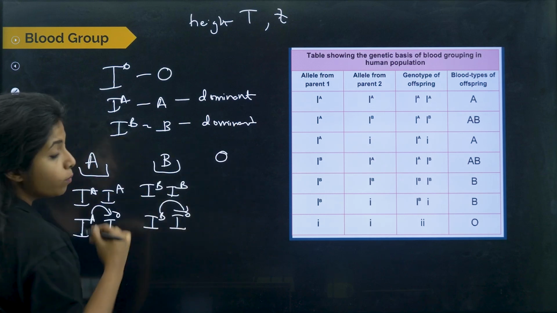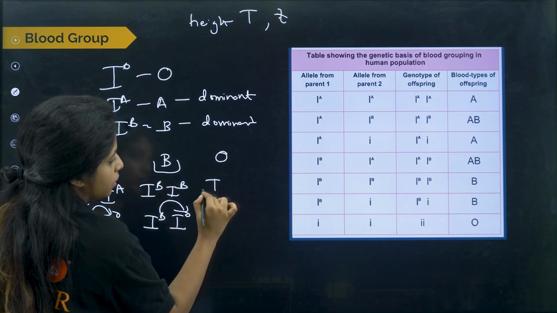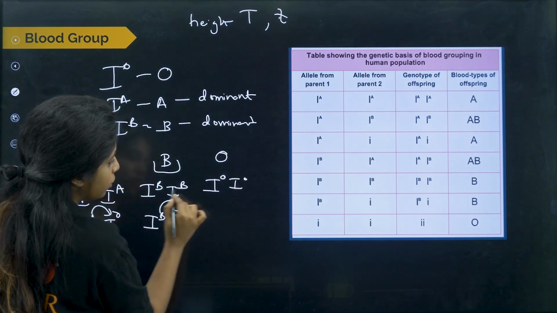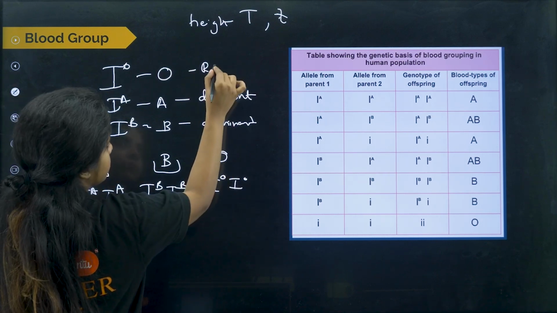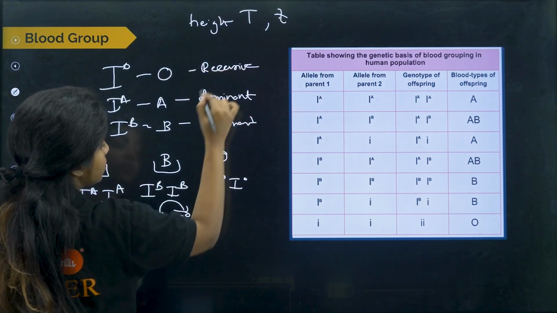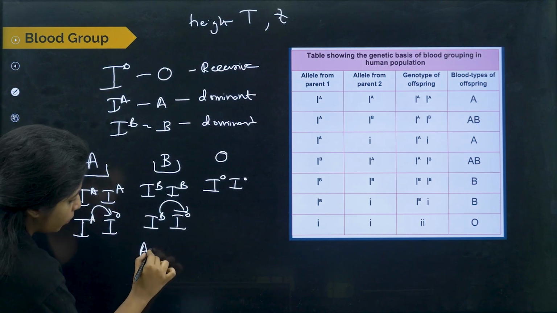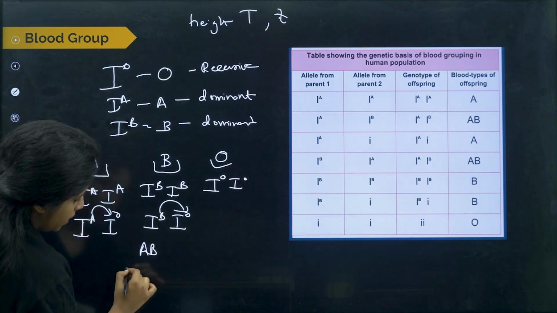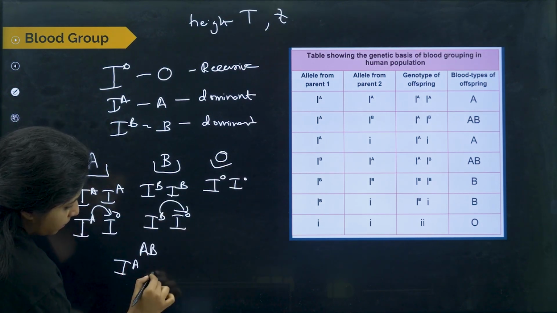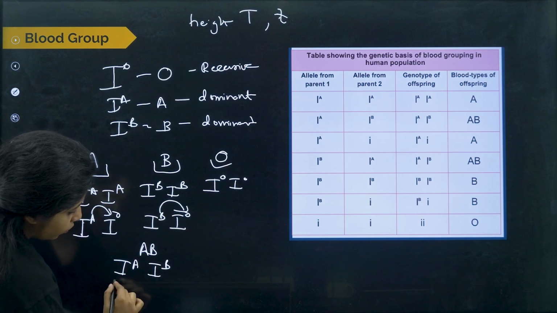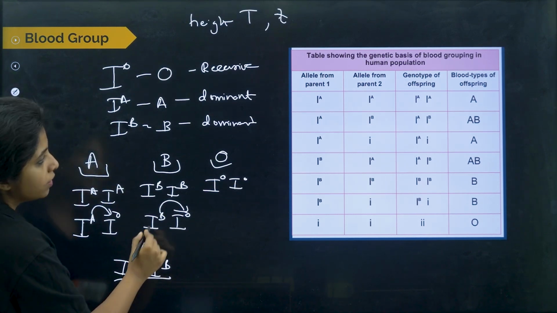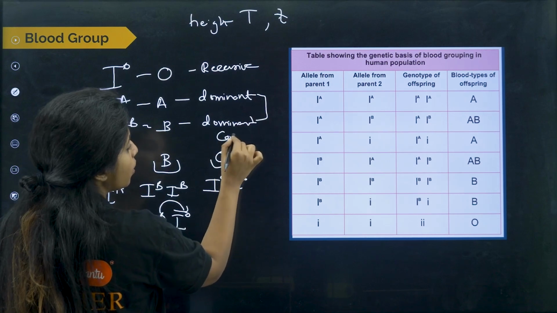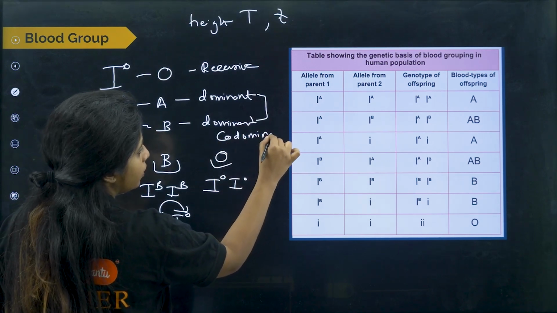Now for a person to have O blood group, it should be IO IO. If either of the other alleles comes, it will dominate. So this is a recessive allele. And now you might have this doubt: ma'am, there is AB blood group also. So how do you get AB blood group, children? When one parent gives A and the other parent gives B, you'll get AB. So ma'am, isn't it dominant? No, they are kind of co-dominant.